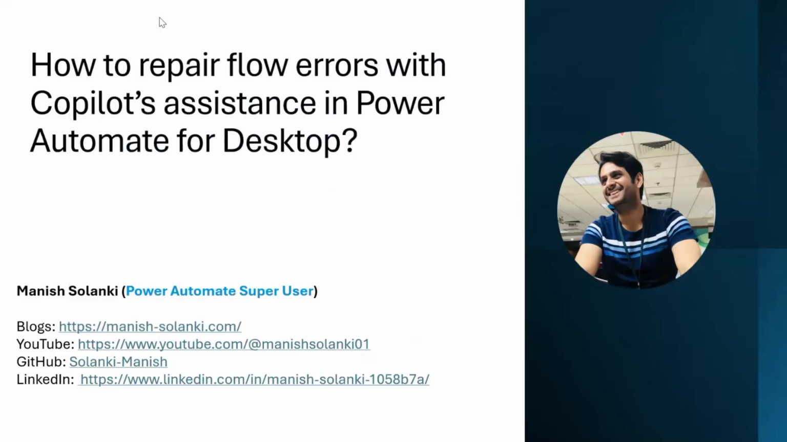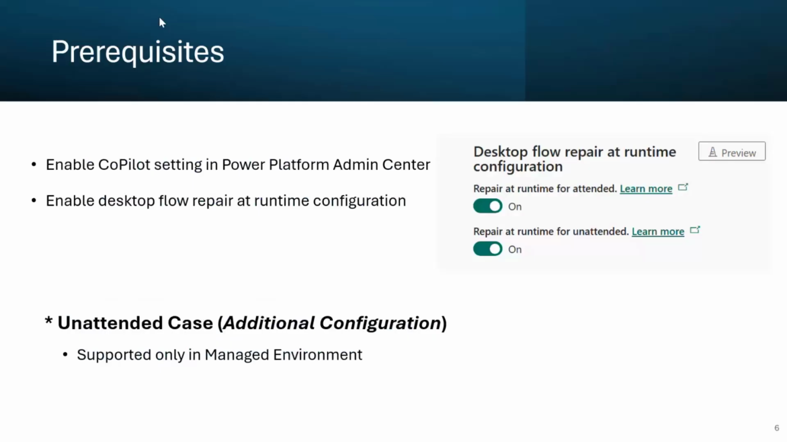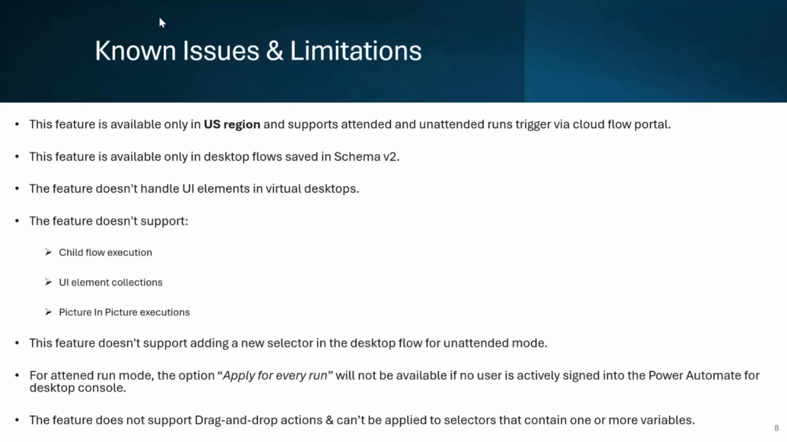Let me go back to the slide where I cover the known issues and limitations. So this feature is available only in the US region and supports only unattended run mode scenarios. It works for desktop flows saved in schema version 2.0. This feature is limited in adding a persistent selector for the desktop flow trigger in unattended mode. It could not suggest error fixes for UI elements in virtual desktops. This feature does not support child flow execution, UI element collection, and picture-in-picture execution.